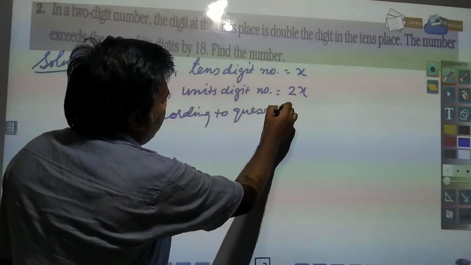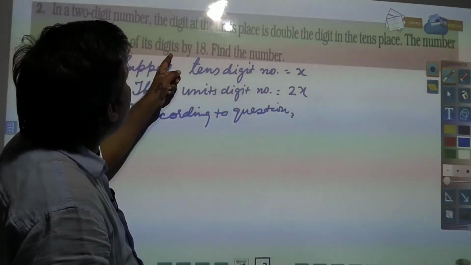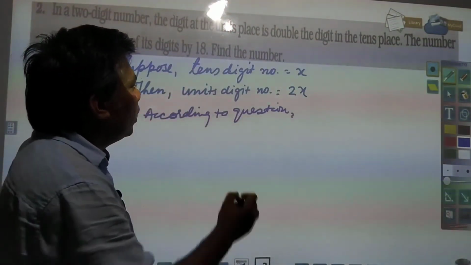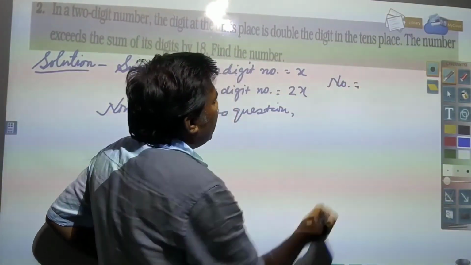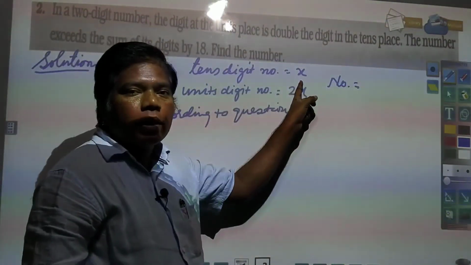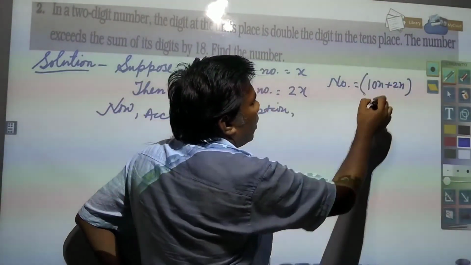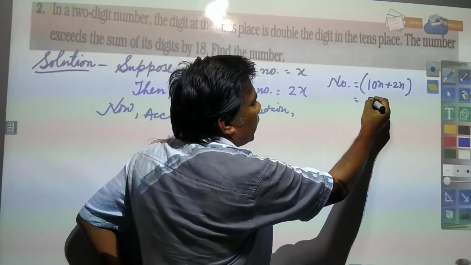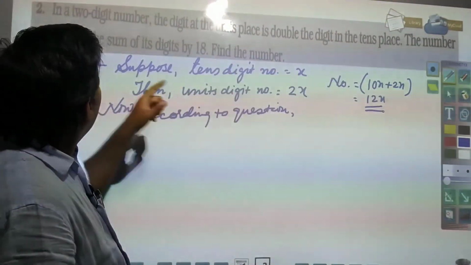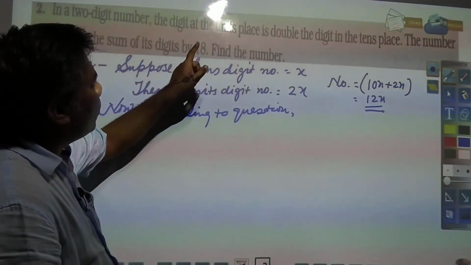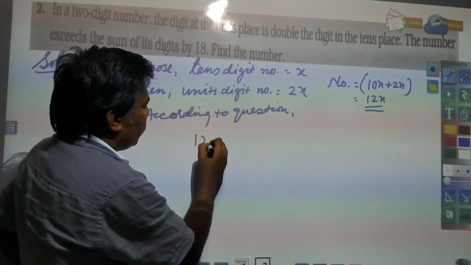what has been written, you see, the number exceeds the sum of its digits by 18. The number so formed, the number will be what? Here you see tens digit you have x, so your number will be 10x plus 2x. It means 10x plus 2x is equal to 12x. So the number exceeds the sum of its digits by 18. It means the number that has been formed is 12x.